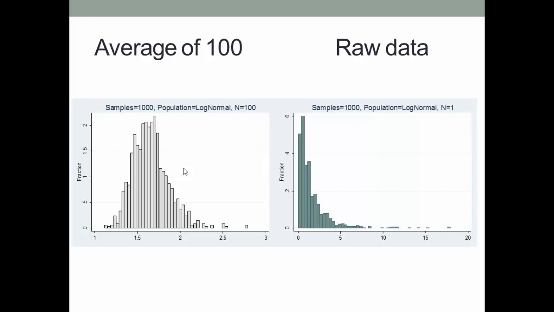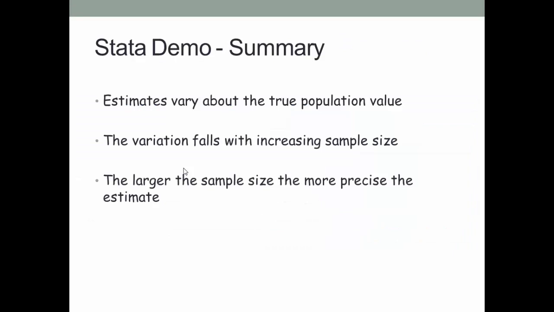And the central message in all of this is that as you take large samples, the distribution of your estimates starts to become normal, even when the distribution from one person to the next isn't normally distributed. So then, if we were to try and summarize what message we get out of that demo, we see that first of all the estimates vary. They vary about the true population value.